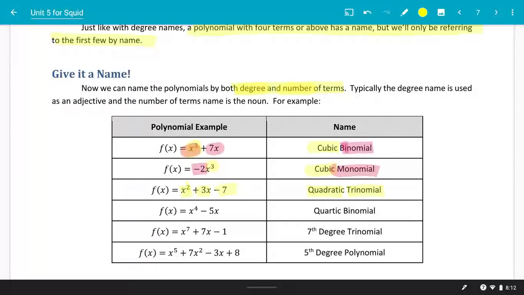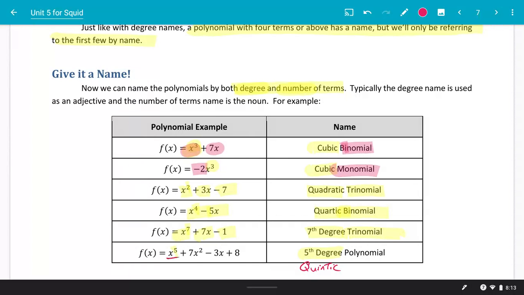So we name by its degree and number of terms. First we look at the highest degree, and if it's in standard form, it should be on the first term. Something to the fourth degree makes it quartic, and it has 1, 2 terms, makes it a quartic binomial. Try the next one. Okay, so it's to the 7th degree, which makes it a 7th degree polynomial, and it's got 1, 2, 3 terms, so it's a 7th degree trinomial. That's not too bad. 5th degree. What's the special name for 5th degree? That's right, quintic.